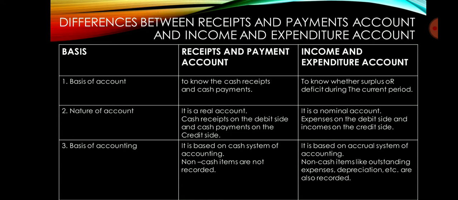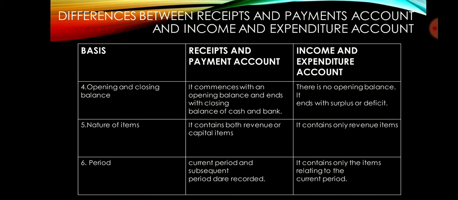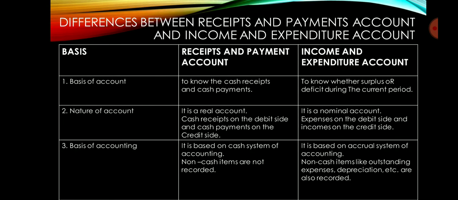Next, third one, basis of accounting. Receipts and payment account is based on cash system of accounting, so non-cash items are not recorded. Income and expenditure account is based on accrual system of accounting. The non-cash items like outstanding expenses, depreciation, etc. are also recorded.